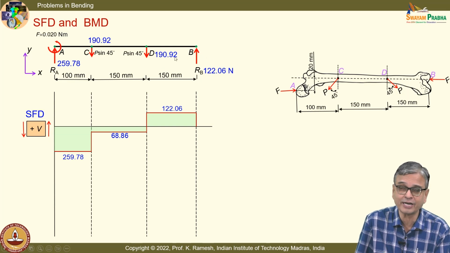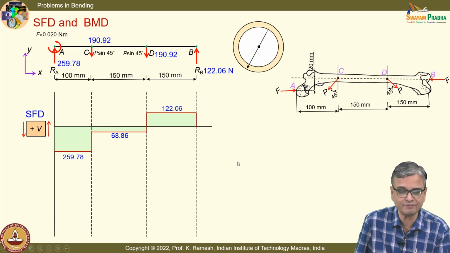When you do this from right to left, it satisfies the sign convention, and it is nothing but moving this force to different locations. When I move this load, the load will also have a couple, and that is nothing but a bending moment. That is what is reflected in your bending moment diagram. And I have this as a hollow section.